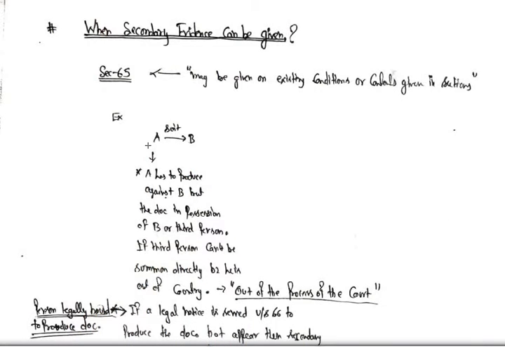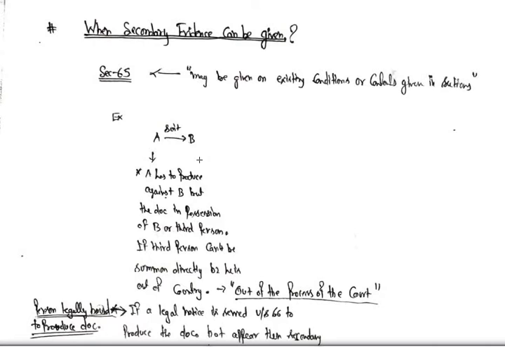अब मान लो a suit between A and B. A has to produce a document against B. A को B के खिलाफ एक document produce करना है. But the document is not in the possession of A. It is in the possession of B. या फिर it is in the possession of some third person C.